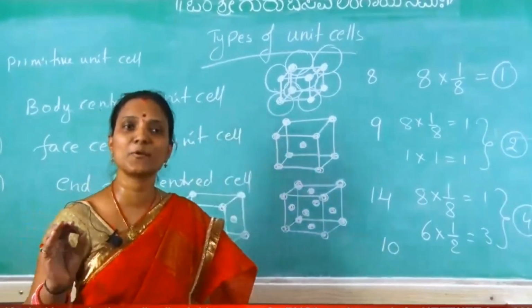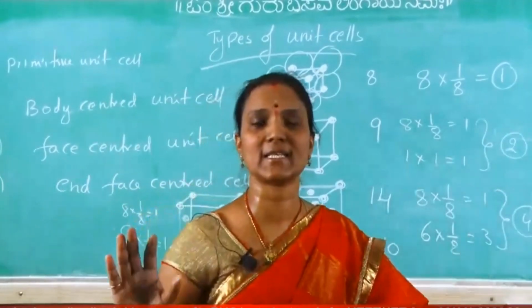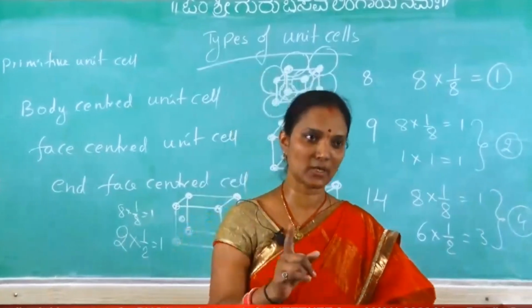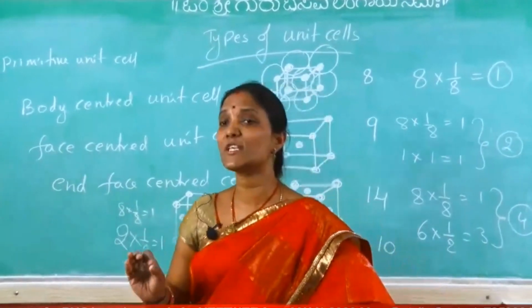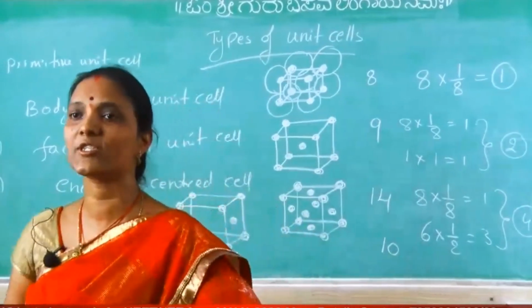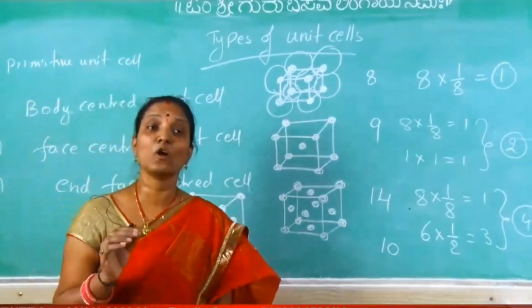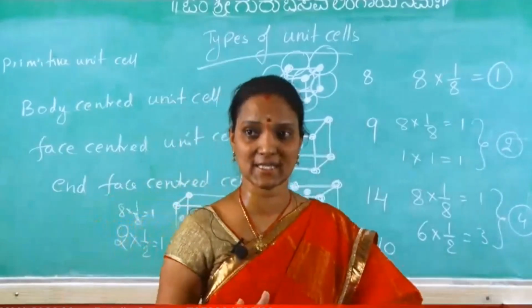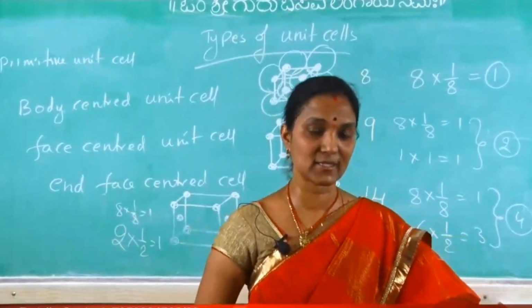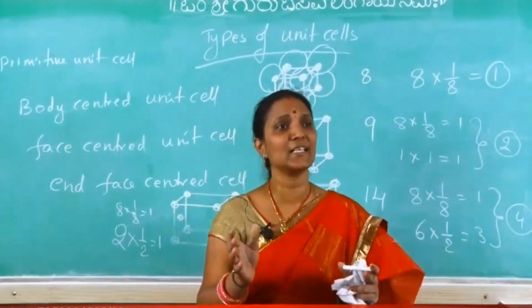So what is the position of lattice points in BCC? Answer is corners and body center. What is the position of constituent particles in primitive? Answer is corners only. How many lattice points are present in BCC? 9 lattice points.